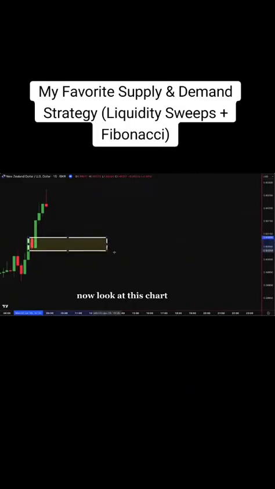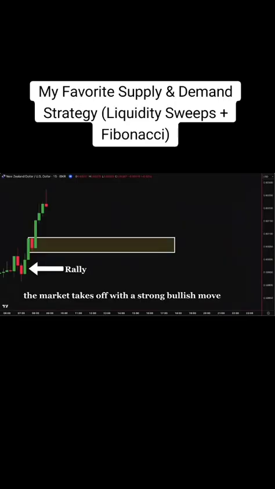Now look at this chart. A textbook rally base rally. The market takes off with a strong bullish move, likely fueled by smart money. Then comes the base, a tight consolidation zone. To retail traders, it might seem like the rally is stalling or losing steam, but in reality, this is accumulation, a quiet buildup of buying pressure by those who move the market.